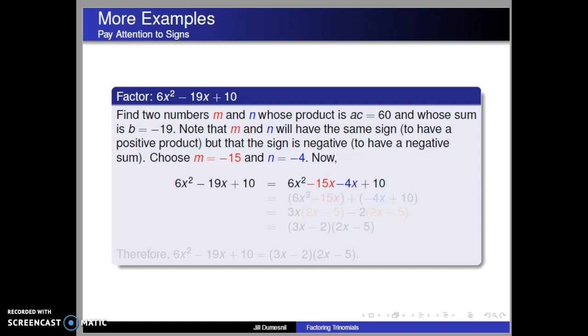Now we write negative 19x as negative 15x minus 4x in our original expression. We can group the terms in pairs and proceed to factor by grouping. We can factor a 3x out of the first pair of terms and a negative 2 out of the second pair of terms, since the leading term is negative in the second pair. We now notice a common binomial factor of 2x minus 5 that can be factored out. Therefore, 6x² minus 19x plus 10 can be factored as 3x minus 2 times 2x minus 5.